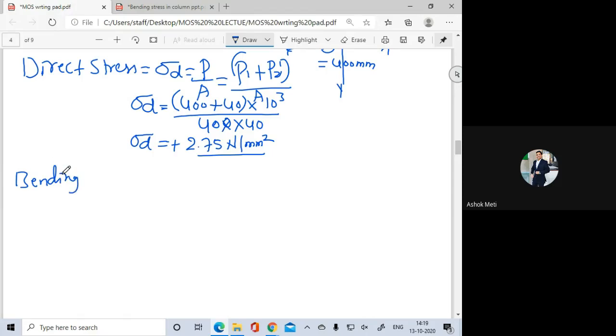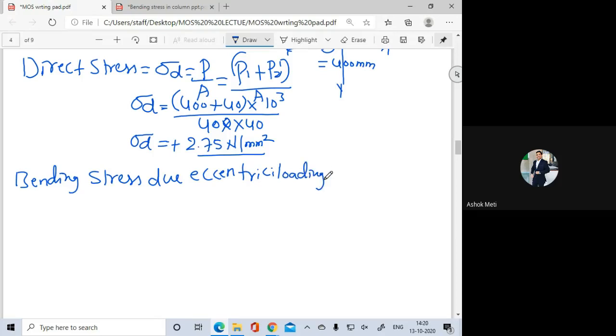Bending stress due to the eccentric loading. So here eccentric loading is, okay, one second. Subjected to 400 kilonewton, eccentric loading is 40. So what is your eccentricity loading? It is 40, right? Okay. So now bending stress due to eccentric loading.